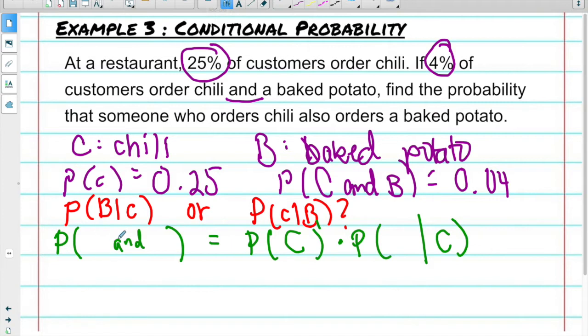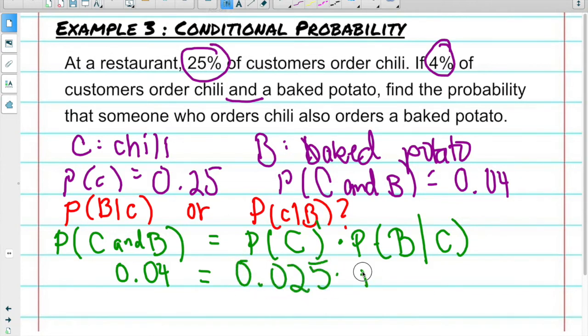So we are going to put, this doesn't matter, probability of C and B is the same as B and C. But we need to find the probability of B given C. It might seem small, like it's just a notation problem, but it's going to matter eventually, okay? Probability of C and B is 0.04. Now we're just plugging in the numbers that we have, okay? Probability of C is 0.25 times the probability of B given C.